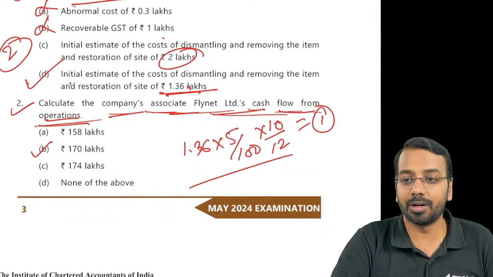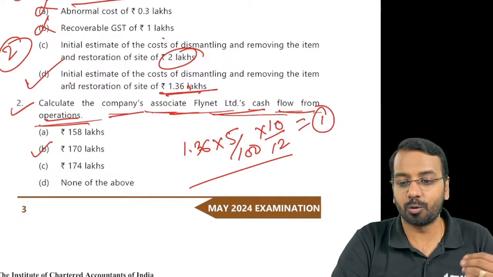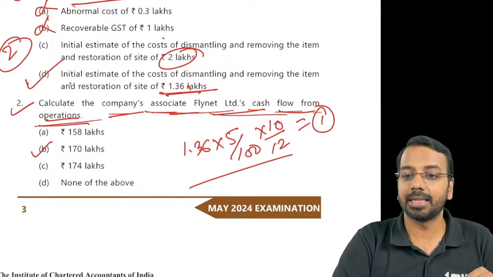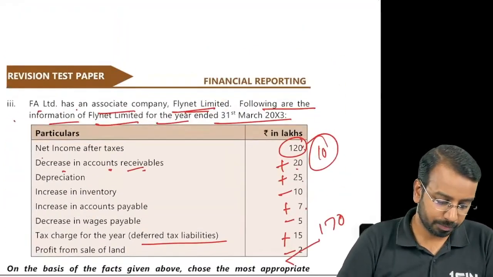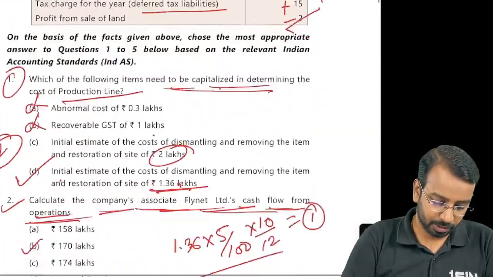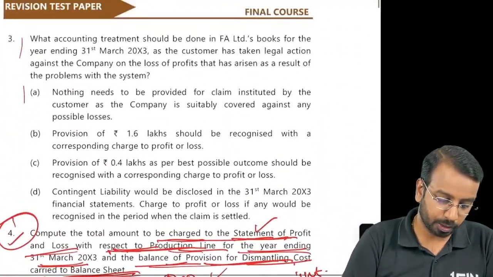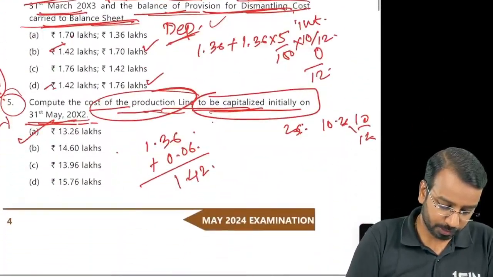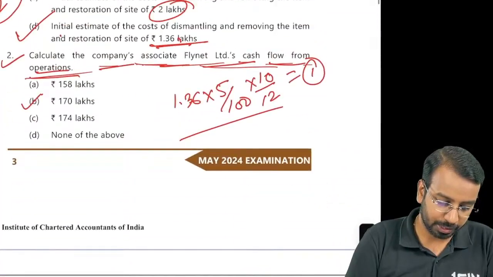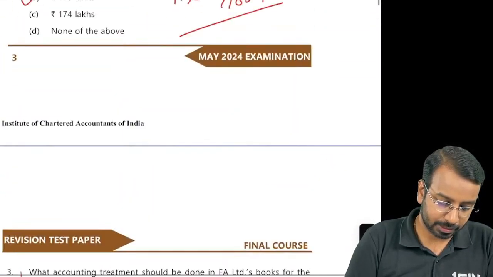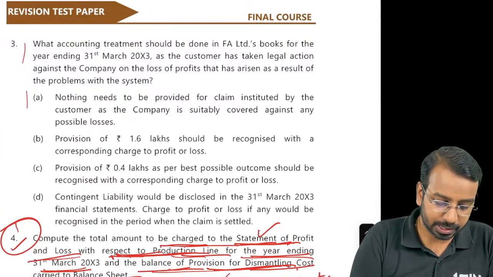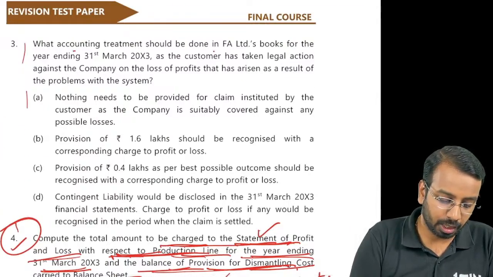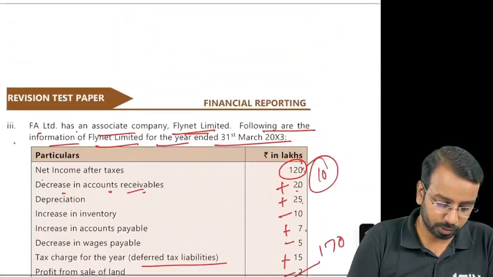So I hope you are able to understand how to handle these kinds of questions in the examination, right? Then moving on to the next part, the question related to associate. There are 2 more aspects. One is related to associate, and this associate we have completed. Another one is accounting treatment to be done for some legal action. So let us go to the third scenario.